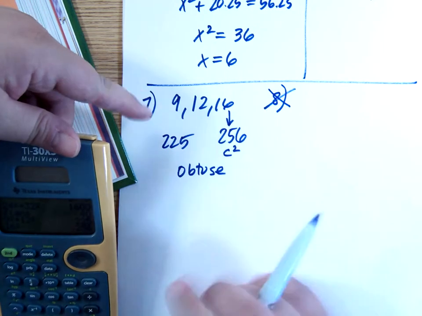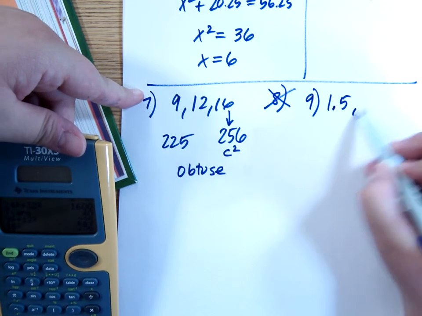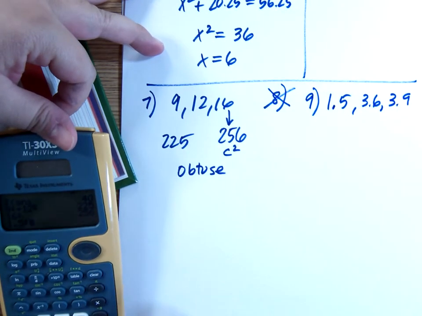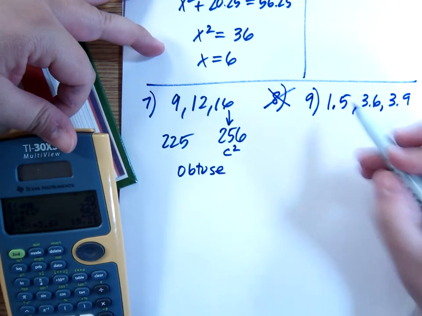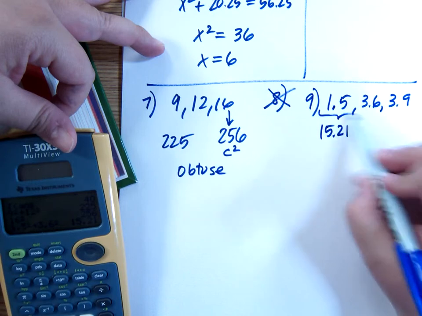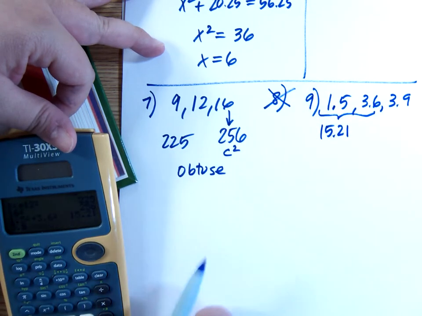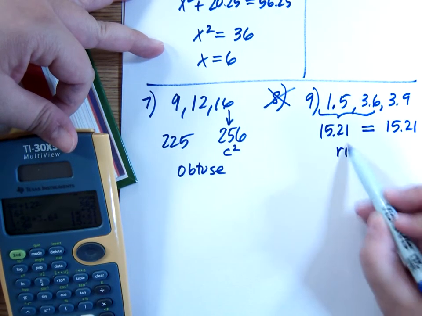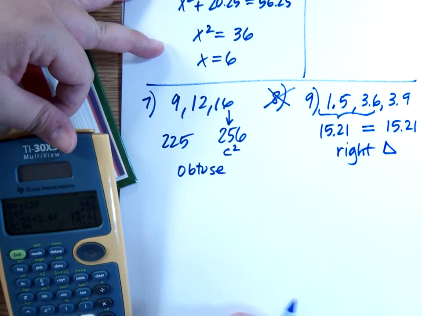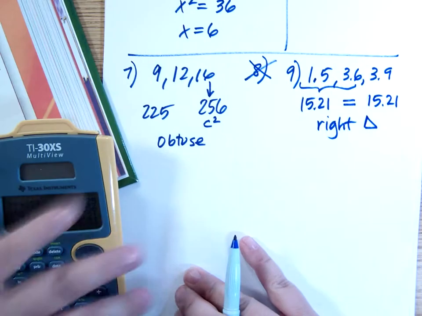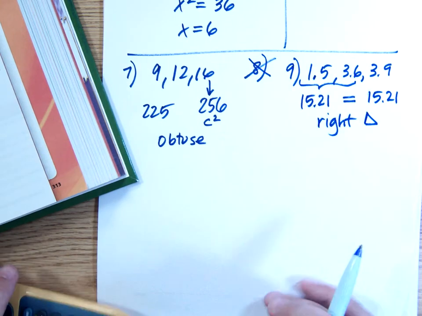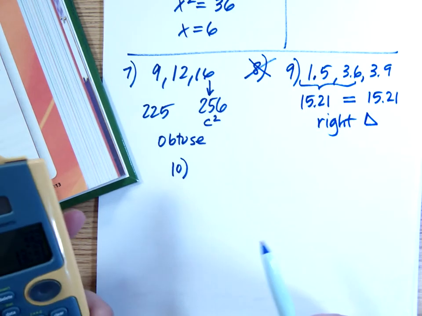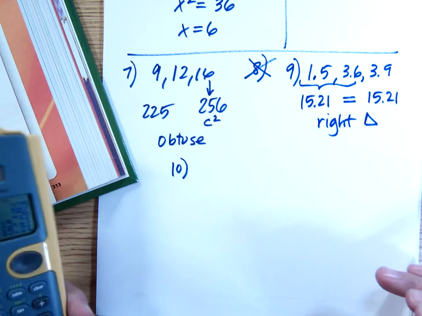Number 9, those can be the sides of a triangle, 1.5, 3.6, and 3.9. So we have 1.5 squared plus 3.6 squared, and that gives me 15.21 for these two. And then over here, my c squared, 3.9 squared, is also 15.21. So guess what? If those are equal, that's a right triangle. Remember that if a squared plus b squared is equal to c squared, that's the definition of the Pythagorean theorem, basically. If the Pythagorean theorem works, you've got a right triangle.